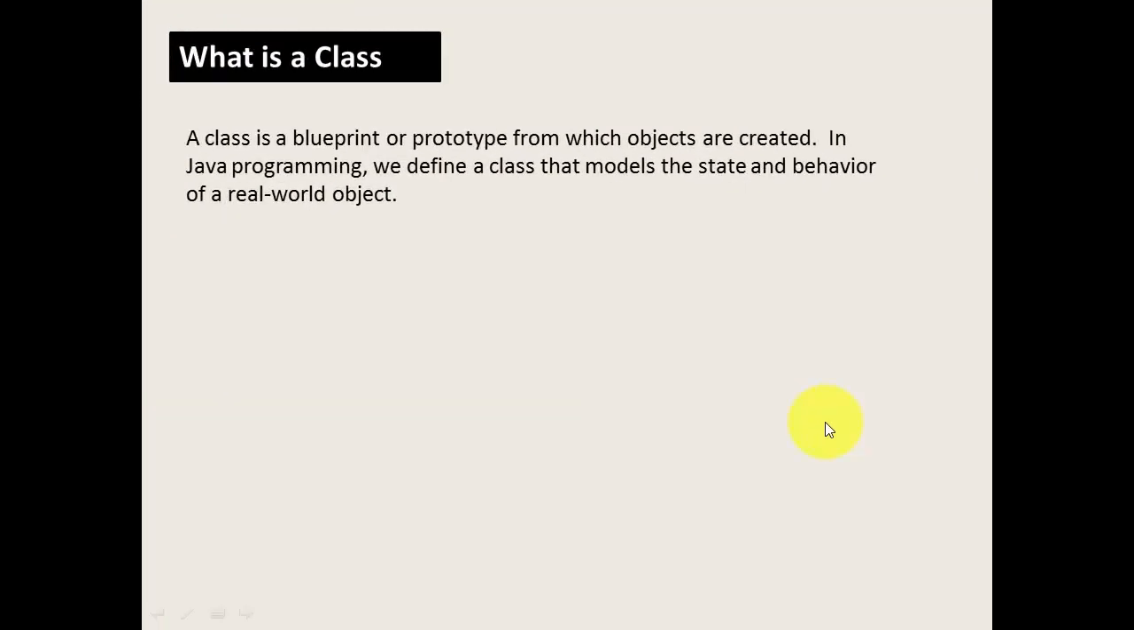In Java programming, we define an object as a class. So what is a class? A class is a blueprint or prototype from which objects are created. In Java programming, we define a class that models the state and behavior of a real-world object.